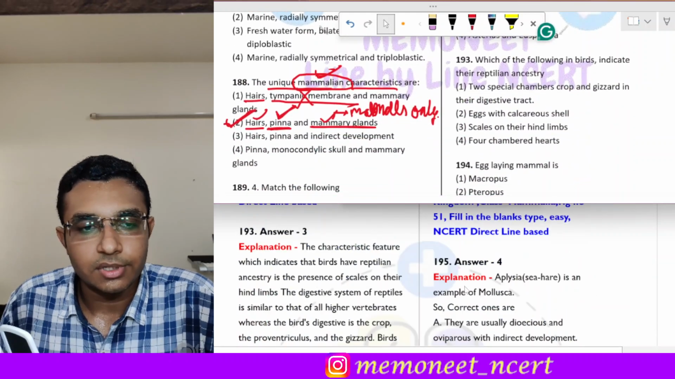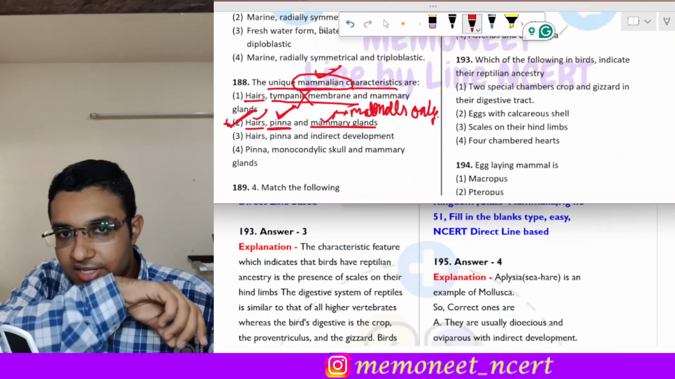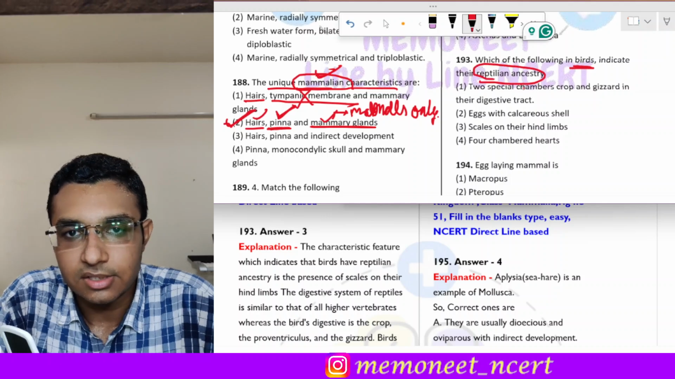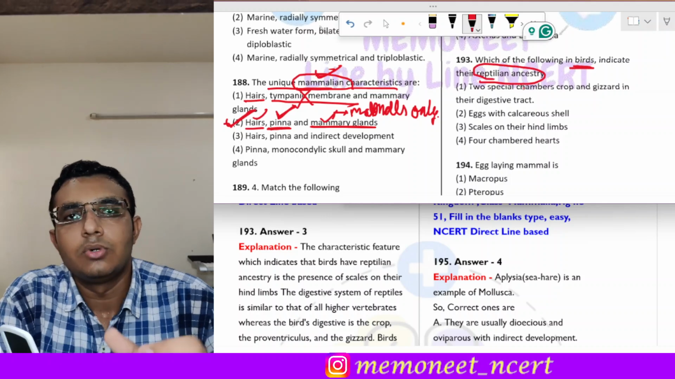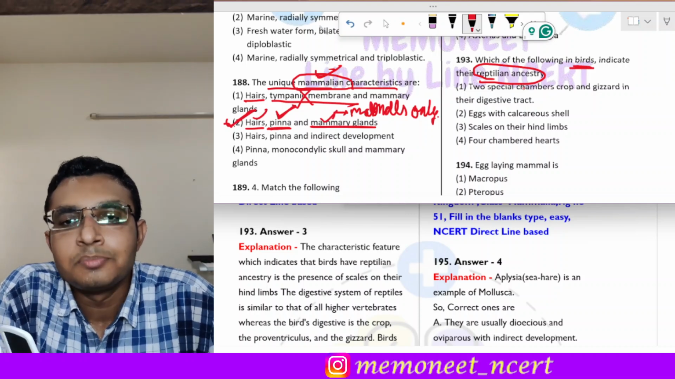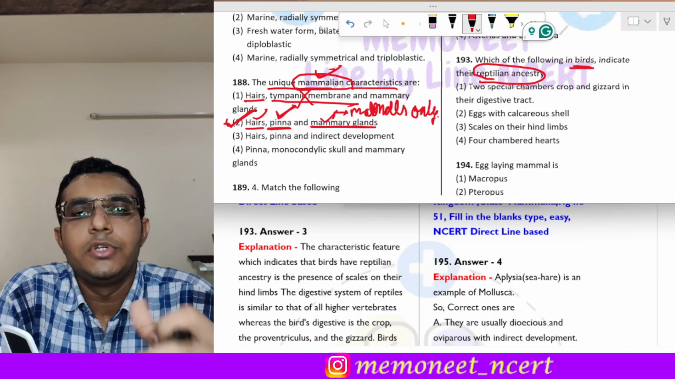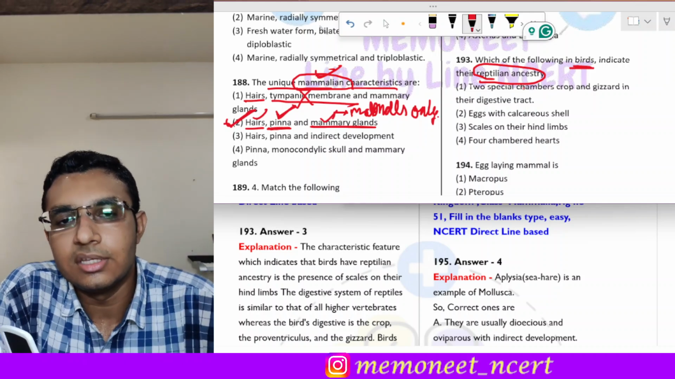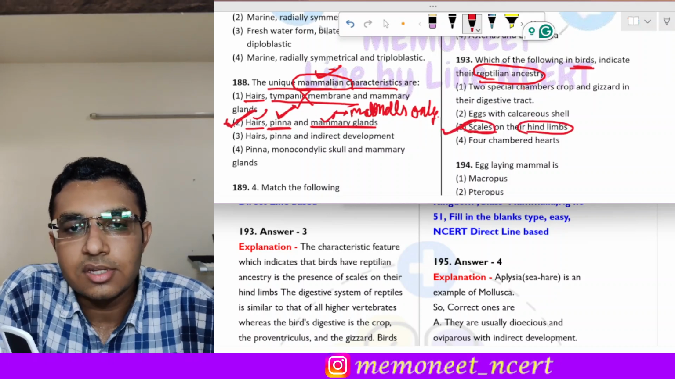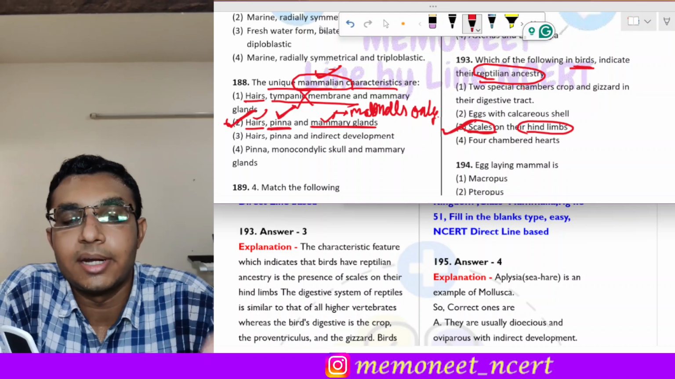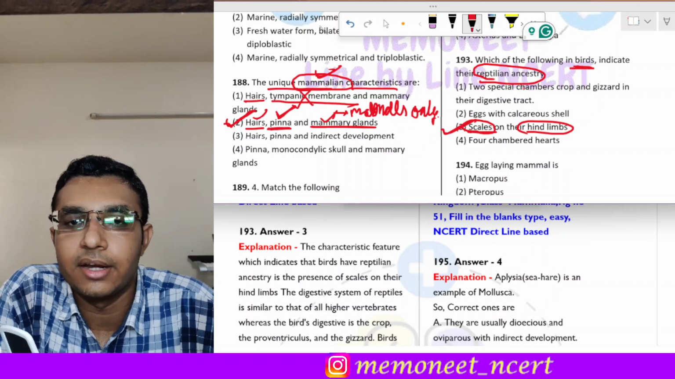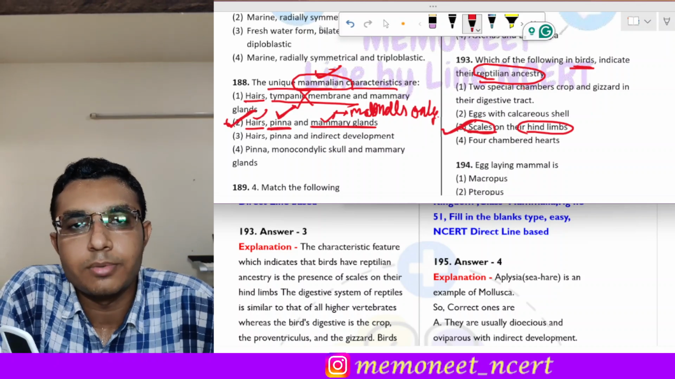Moving on to the next question, that is question number 193. It states: which of the following in birds indicate their reptilian ancestry. So which features among the birds show that the birds have derived from reptiles, that they have evolved from the reptiles. The characteristic feature in the birds which shows their reptilian ancestry is the scales which are found on their hind limbs. These scales are similar to the features which are seen in reptiles. So the correct answer of this question is option 3.